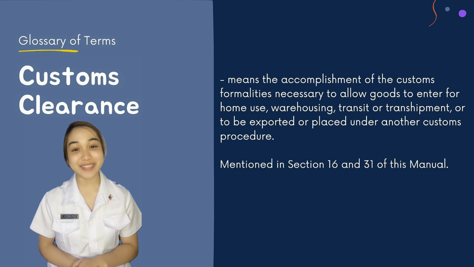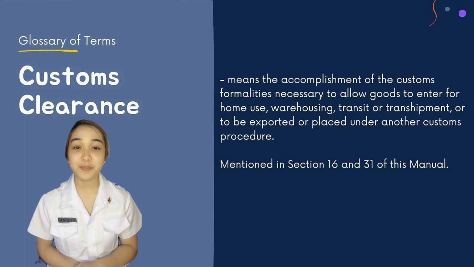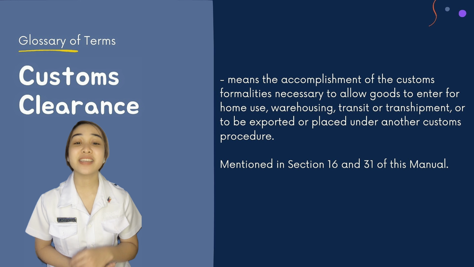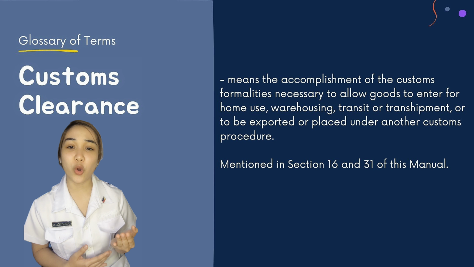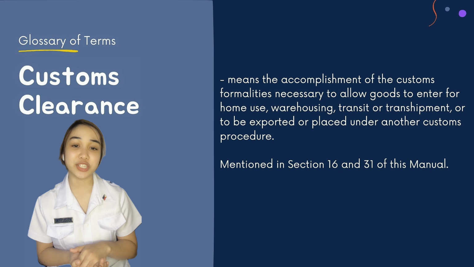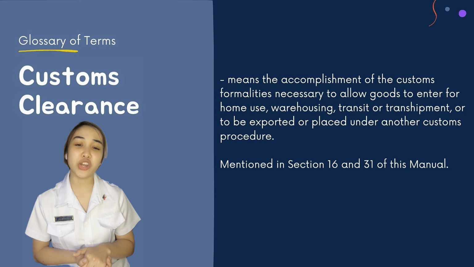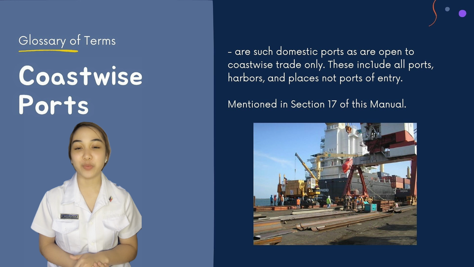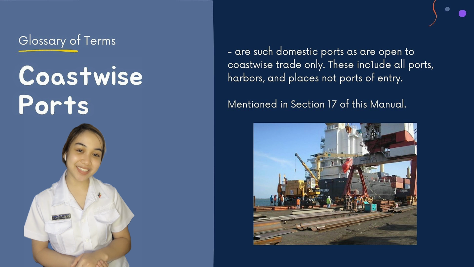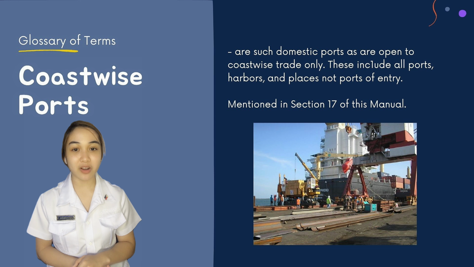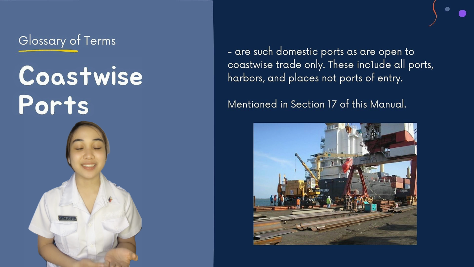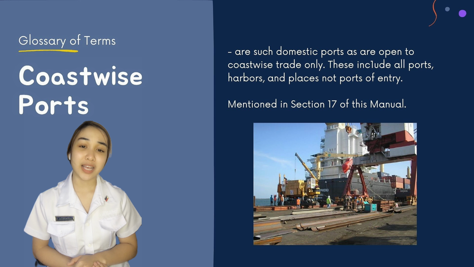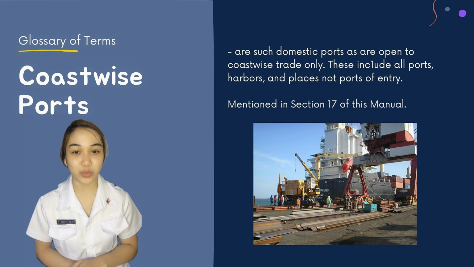And next is the customs clearance. Customs clearance means the accomplishment of the customs formalities necessary to allow goods to enter for home, warehousing, transit, or transshipment, or to be exported or placed under another customs procedure as mentioned in section 16 and 31 of this manual. And next on the list is the Coastwise Ports. Coastwise ports are such domestic ports as are open to coastwise trade only. These include all ports, harbors, and places not ports of entry, as mentioned in section 17 of this manual.